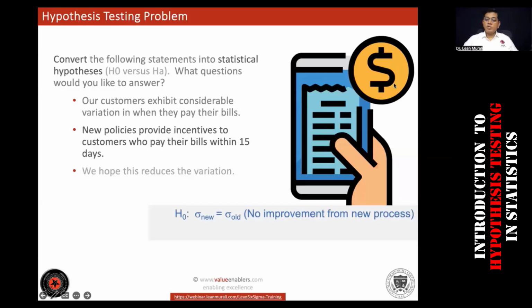So the null hypothesis is the variation. We can also say variation or standard deviation of the old and new is the same, which means that there is no improvement in the new process. Or we can say that the new process is taking less time or less variation than the old process.